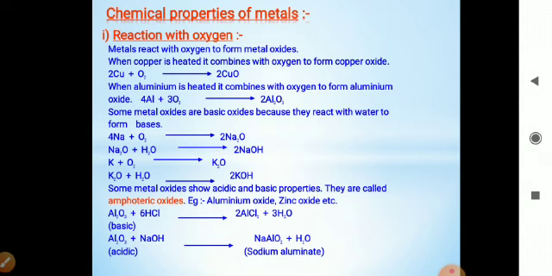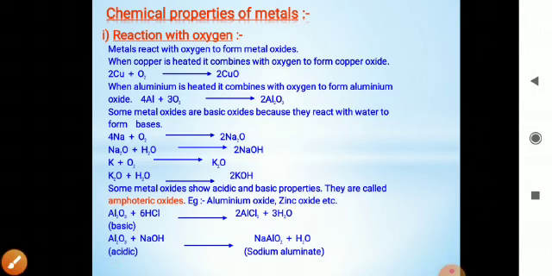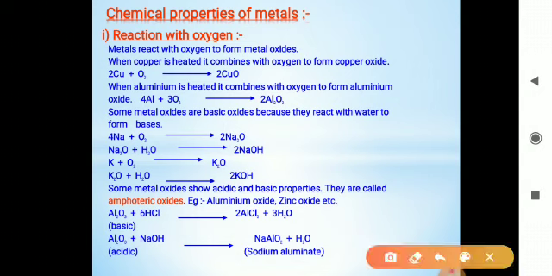This aluminium oxide can react with both acid as well as bases to form aluminium chloride as well as sodium aluminate. Both are salts and they release water. That means aluminium oxide is amphoteric by nature. Now sodium, when it reacts with oxygen, will form sodium oxide. This sodium oxide reacts with water to form an alkali.